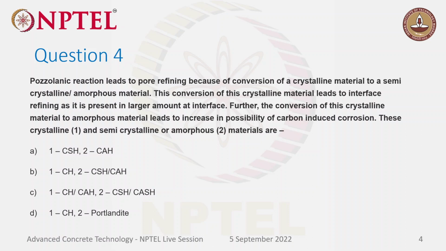So that is what reacts in the pozzolanic reaction. It is a crystalline material that reacts in the pozzolanic reaction to form a semi-crystalline or amorphous material. So we can rule out the first option. Coming to B, C, D, here we have to find out the next option. Here also it is CH and CH, so we can rule out this option as well. And coming to B and D, both option 1 and 2 are the same. CH is nothing but Portlandite, so we can rule out option D as well. So the correct option is option B.